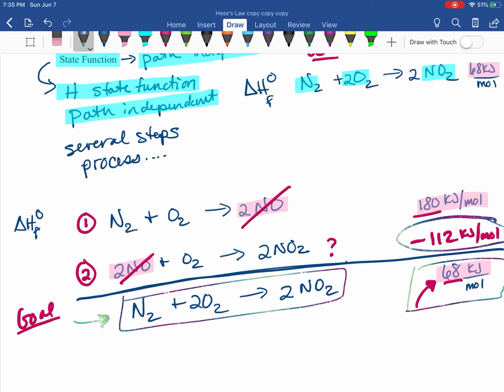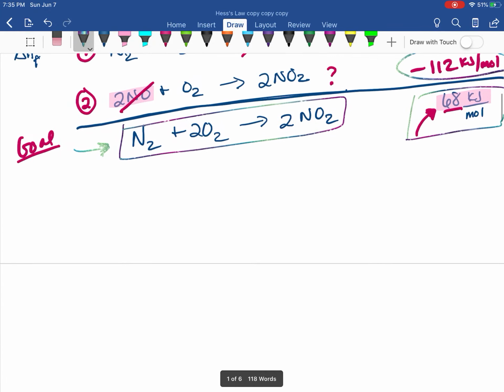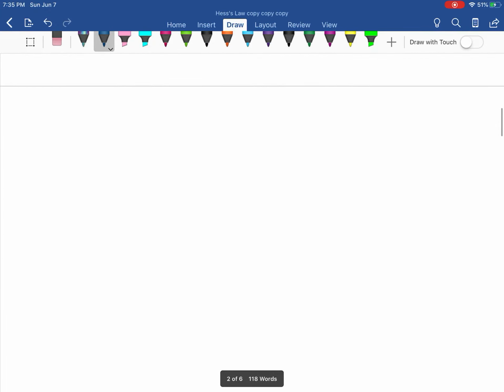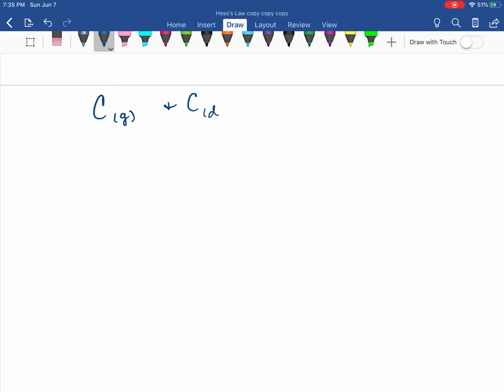So the important take home for Hess's law is that in your overall reaction, which I will call my goal reaction, it doesn't matter how many steps it takes to get there. It matters that whole overall goal process.